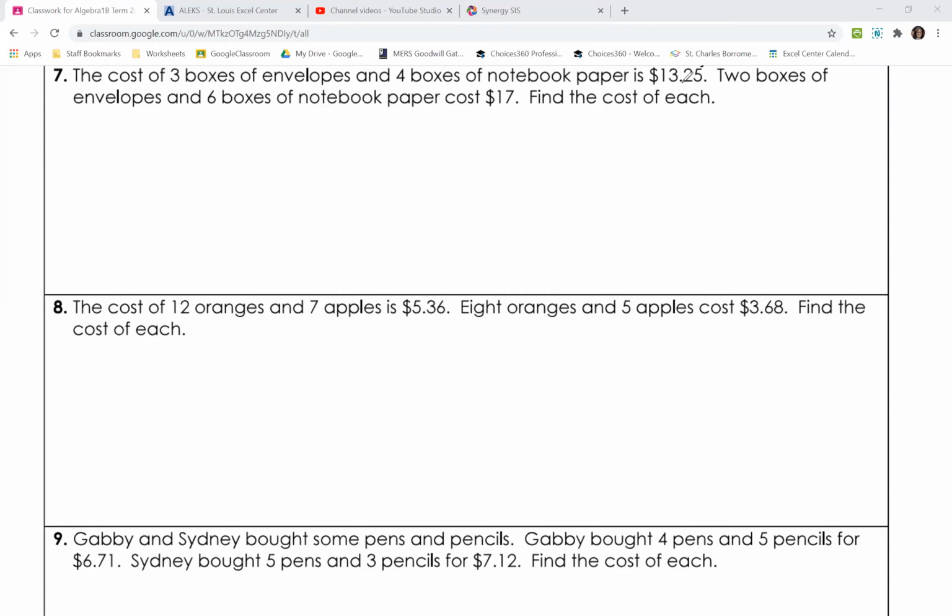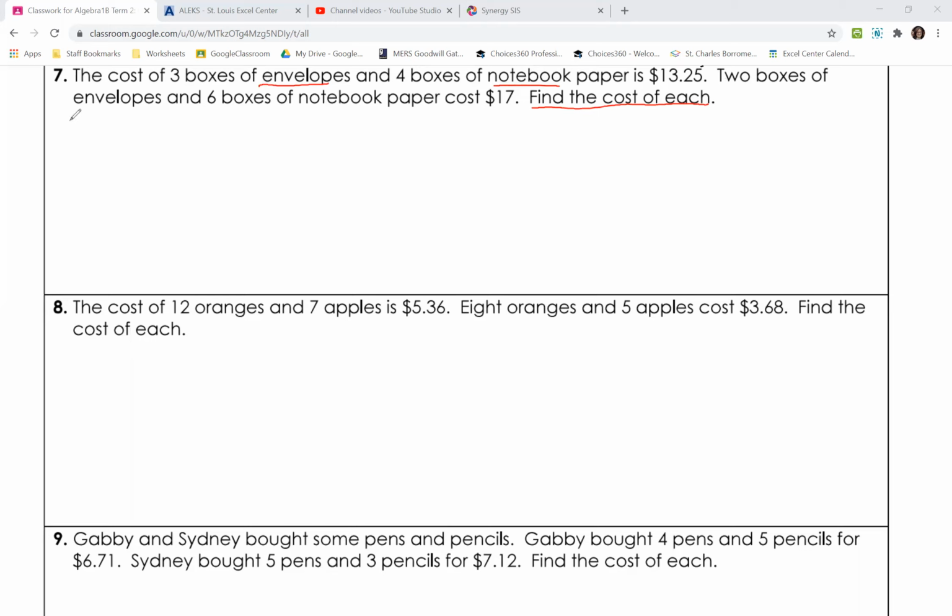Okay, so the first thing we need to do is define our variables. And most of the time, not all the time, but most of the time, you're going to be able to look at that last sentence and it's going to be telling you exactly what they want. They want you to find the cost of each. Well, what are they talking about? We've got boxes of envelopes and we have boxes of notebooks.